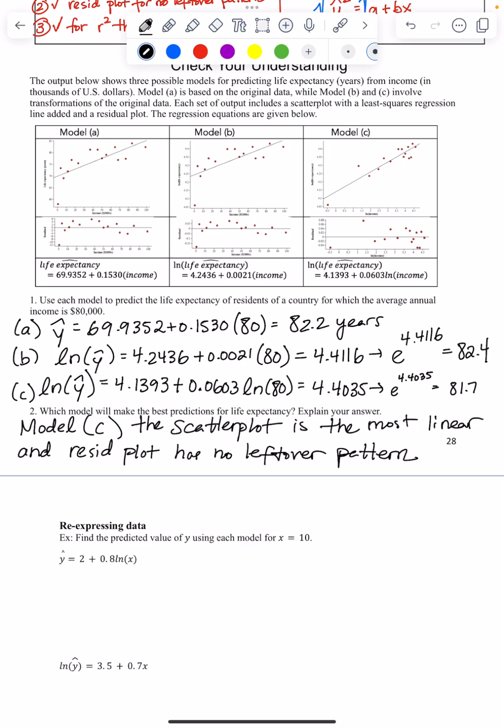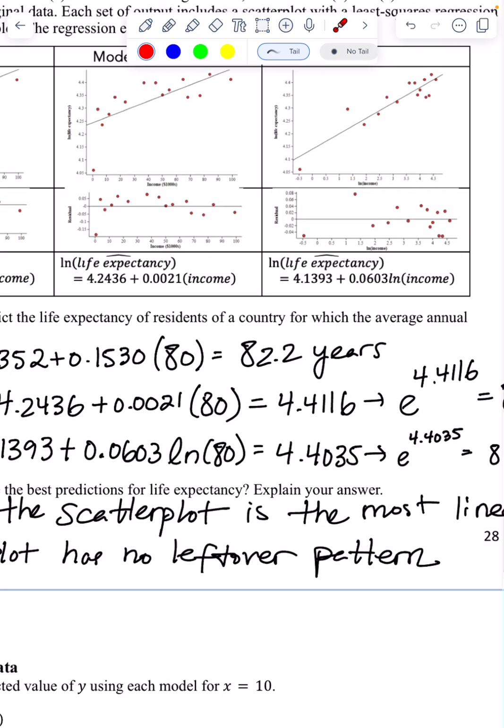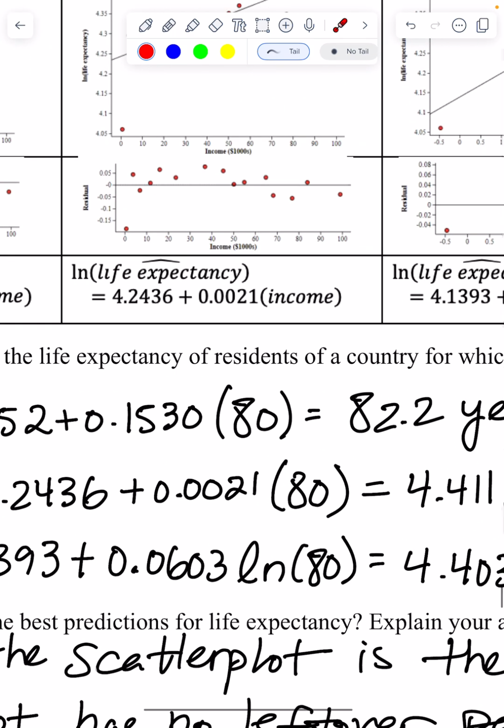And there you have it, folks. These are the kinds of questions you could get asked. Making predictions with transformed data, choosing the best model. These are not that hard, but people often get these wrong on a test because they're just flying through the test so quickly that they literally just don't notice this.